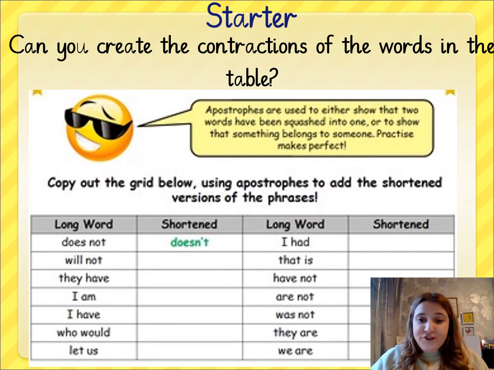Okay, if you've got a grown-up there to help you out, you could just tell them. If you're working in the classroom, we can just say them out loud, and if you're working independently, then you could just say them out loud, just for an idea that you know, if you've got the long words, what you could contract it to. Okay, pause the video, off you go.